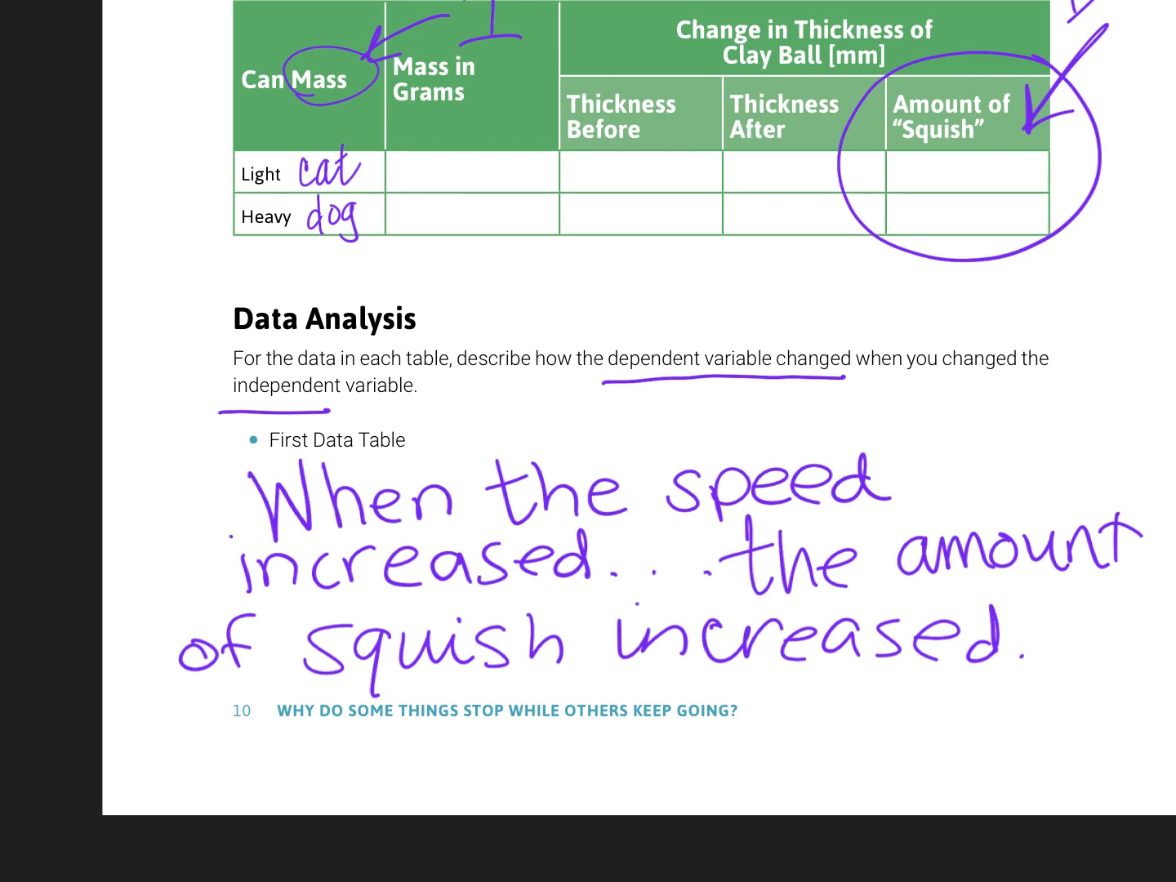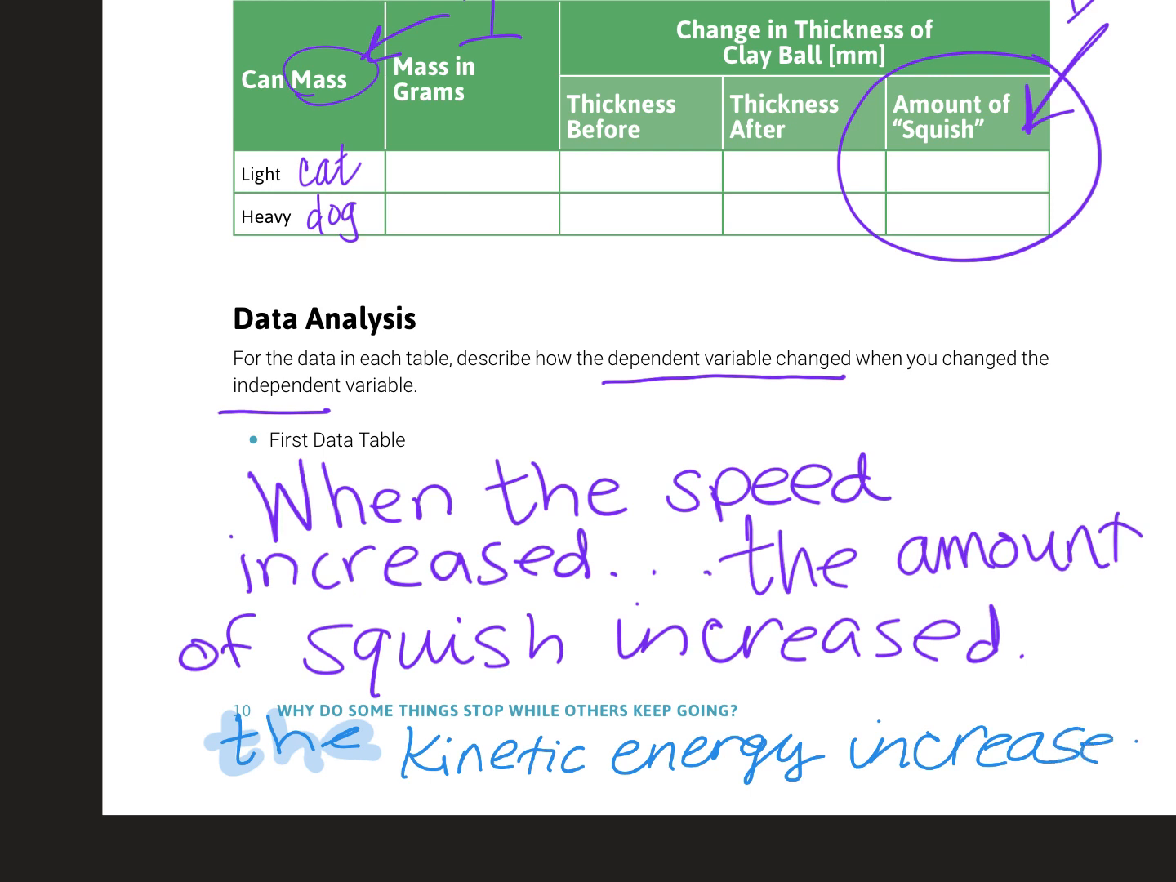You might have written, and I'll write this in a different color, when the speed increased the kinetic energy increased. Now that's not totally wrong, but what were we measuring? The amount of squish. So kinetic energy is very general, but in this particular investigation, what we were measuring is the amount of squish.